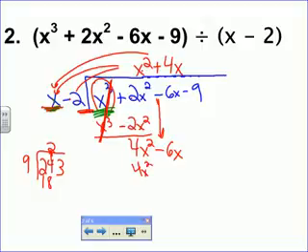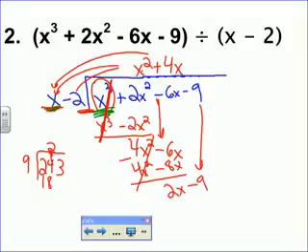And then minus 8x. Those cancel. Negative 6 minus negative 8 is 2x. And then you carry down your negative 9. Now our last number would be 2. So 2 times x is 2x, and 2 times negative 2 is negative 4. So negative 9 minus negative 4 is negative 5.